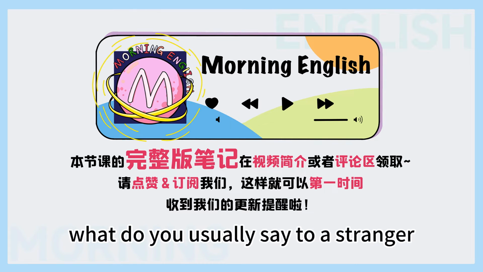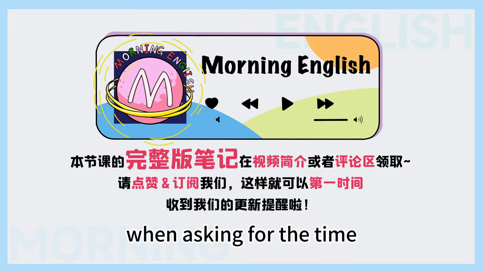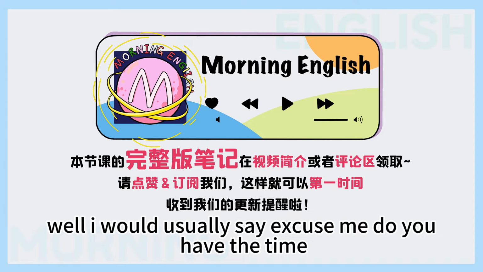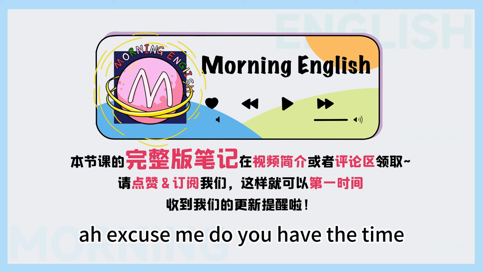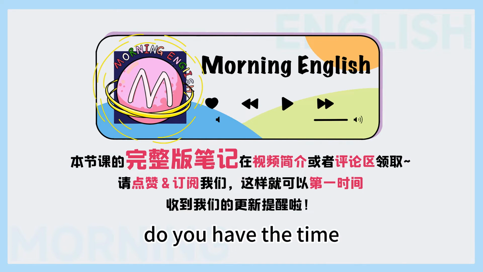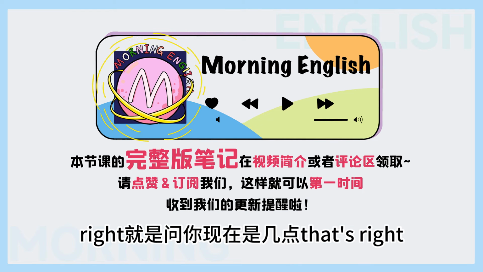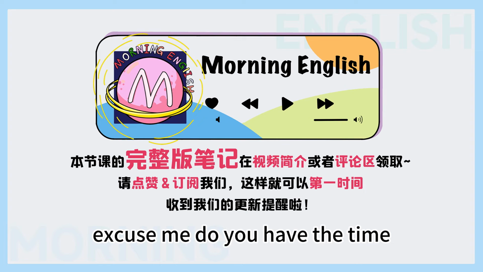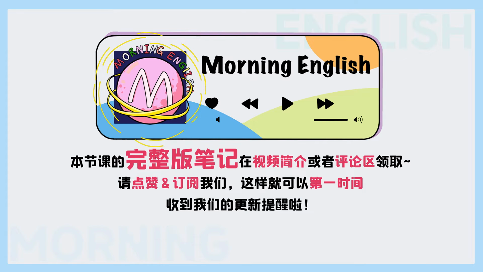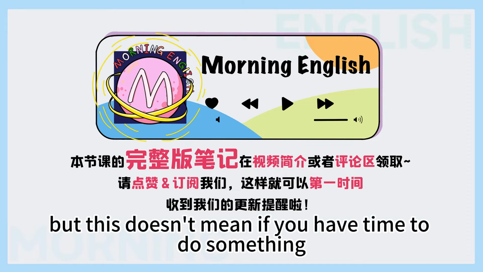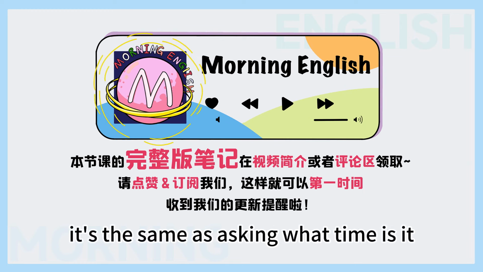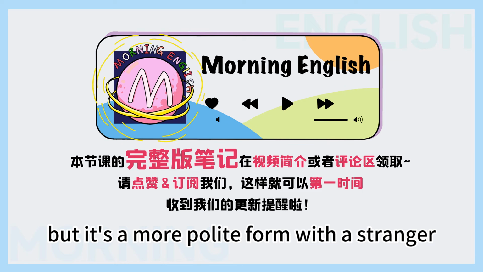How about the time? What do you usually say to a stranger when asking for the time? Well, I would usually say, "Excuse me, do you have the time?" Excuse me, do you have the time? Do you have the time? 就是你有这个时间吗？Right? 就是问你现在是几点吗 That's right. Right. Excuse me, do you have the time? But this doesn't mean if you have time to do something. Right. It's the same as asking, "What time is it?" But it's a more polite form.